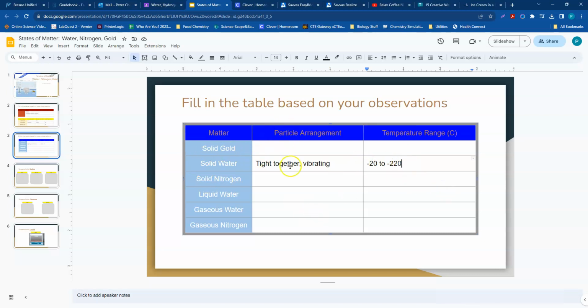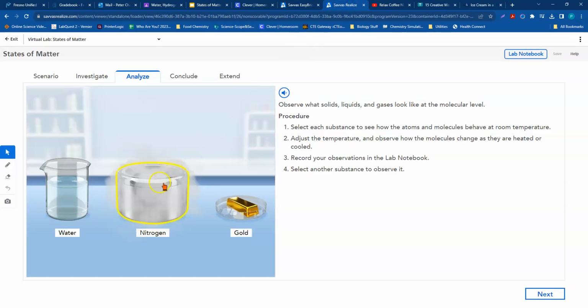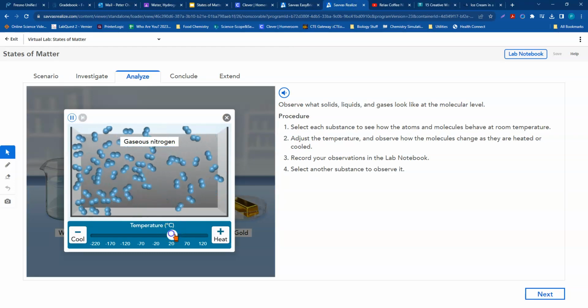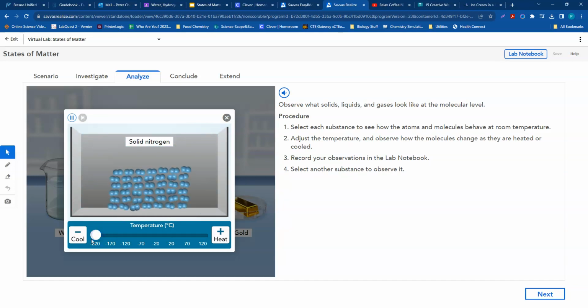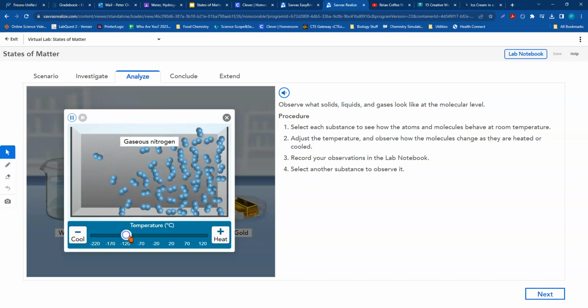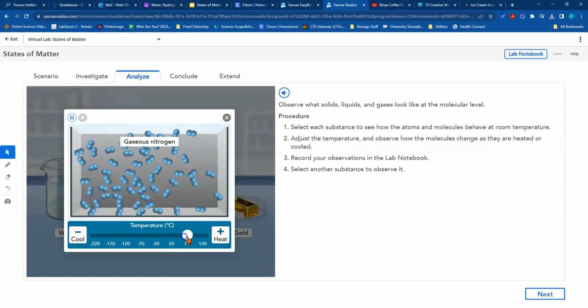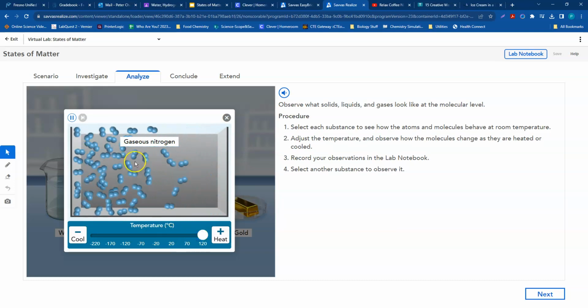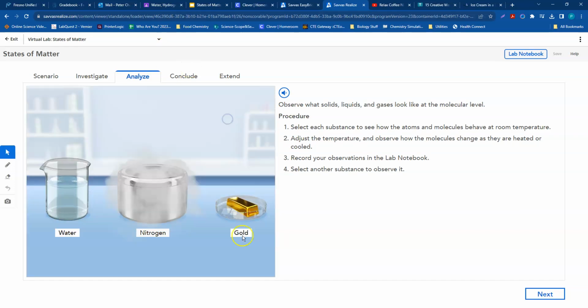And so you're going to go down and you're going to do that for each material by returning to the lab and changing the substance, and you're going to find where the solid is. So for nitrogen, solid is way down at negative 220, and that's the only temperature that it's a solid. And then you've got to find the range for gaseous nitrogen, which looks like there's quite a range. So you do that, it just gets faster the higher the temp is. And then you'll go back and you'll do the gold as well.